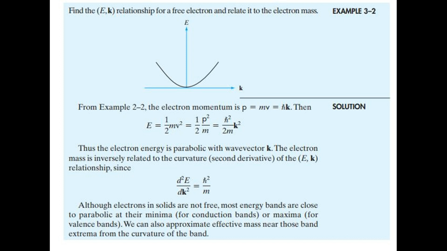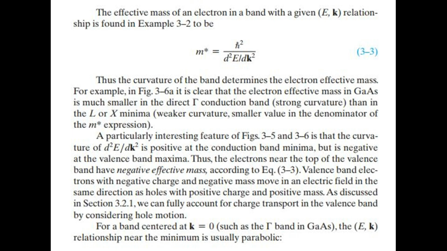The electron mass is inversely related to the curvature, the second derivative, of the E-k relationship, since d²E/dk² = ħ²/m. Although electrons in solids are not free, most energy bands are close to parabolic at their minima, for conduction bands, or maxima, for valence bands. We can also approximate effective mass near those band extrema from the curvature of the band. The effective mass of an electron in a band with a given E-k relationship is found in example 3.2 to be this. Thus the curvature of the band determines the electron effective mass.